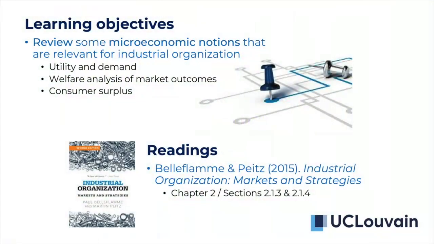In this presentation I want to show you how we model consumers in industrial organization. The learning objectives are the following. We are reviewing some microeconomic notions that will prove very important for industrial organization. Here we focus on utility and demand, on the welfare analysis of market outcomes, and on the consumer surplus. If you want some background reading, look at sections 213 and 214 in the textbook.